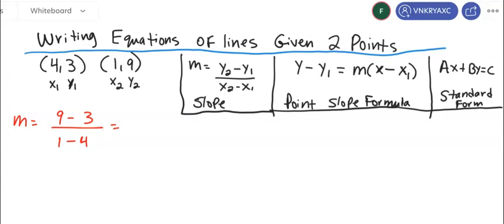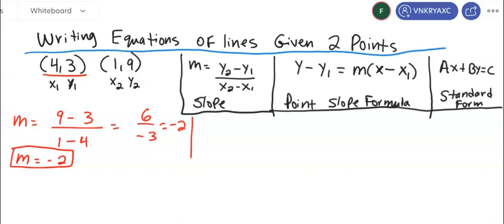So 9 minus 3 is 6, while 1 minus 4 will be a negative 3. And we know that 6 divided by negative 3 is a negative 2. So our slope is negative 2. Okay? So we have the slope now. Then I'm going to use this for the point slope formula.